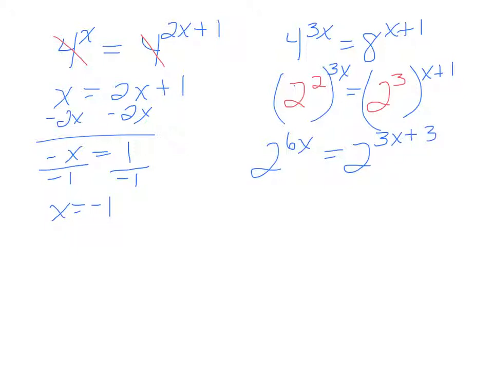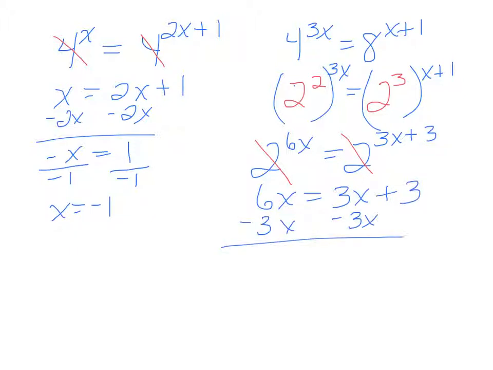Now I've got common bases. At this point, I can drop the bases, set the exponents equal to each other, and solve. I'll subtract 3x on both sides. 3x equals 3. I'll divide each side by 3. x is 1.